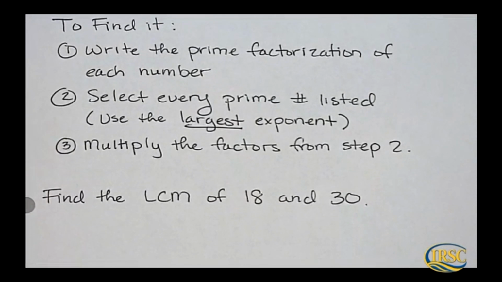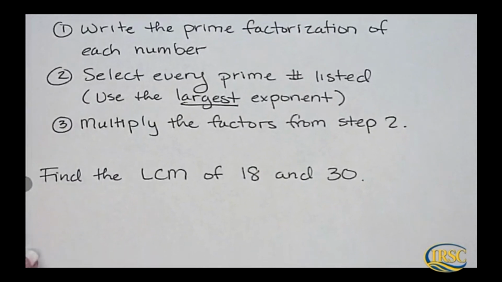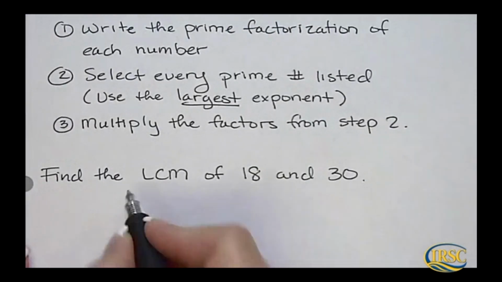So here's our example. Find the LCM of 18 and 30. So the smallest number that's divisible by 18 and 30. Now, if the numbers are real small, that's not hard to do in your head, but these steps will allow you to know what to do when the numbers do get a little larger. So I'm going to go ahead and work through each of the steps so you learn that process. So the first thing is to find the prime factorization of each number.